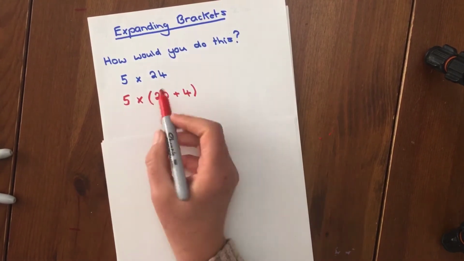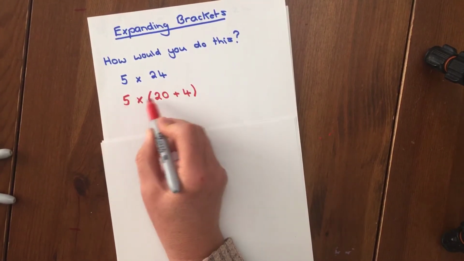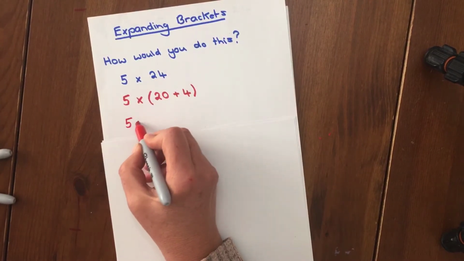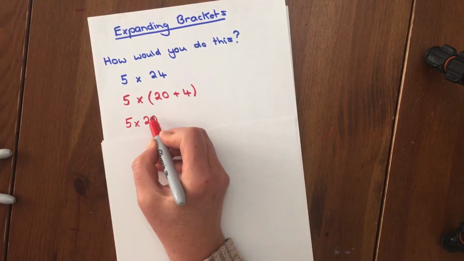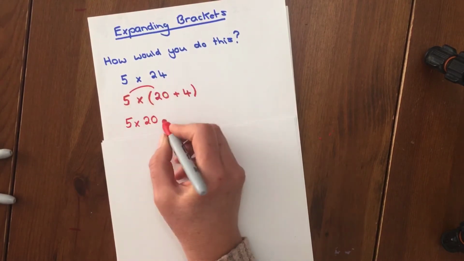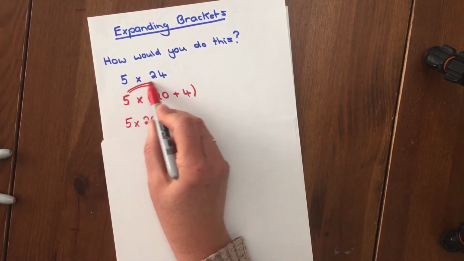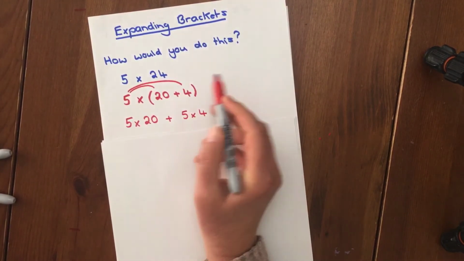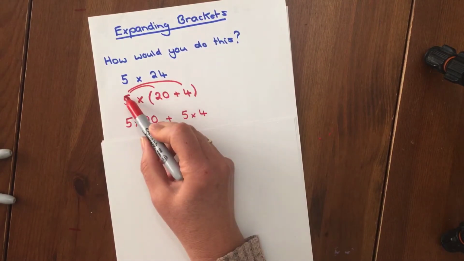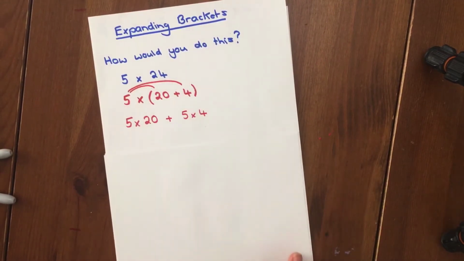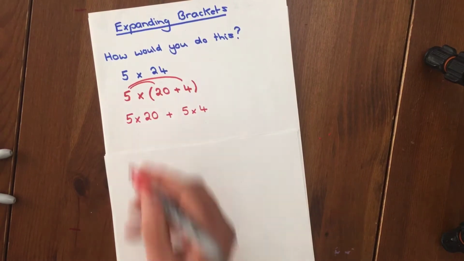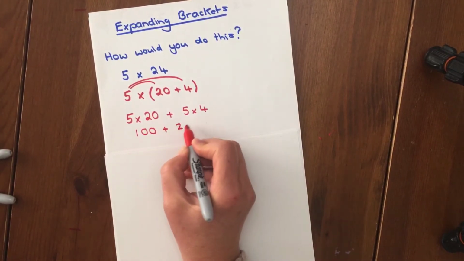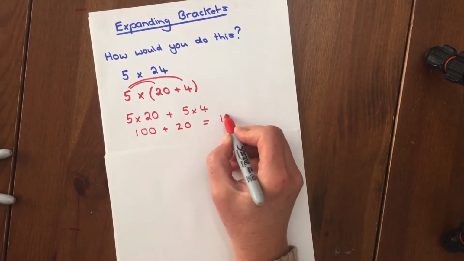And then I'm going to think, well, to do 5 times 24, I can do 5 times 20 plus 5 times 4. So I've done 5 times my 2 tens and 5 times my 4 units. If I work out each of those individually, 5 times 20 is 100 plus 20, so my answer is 120.